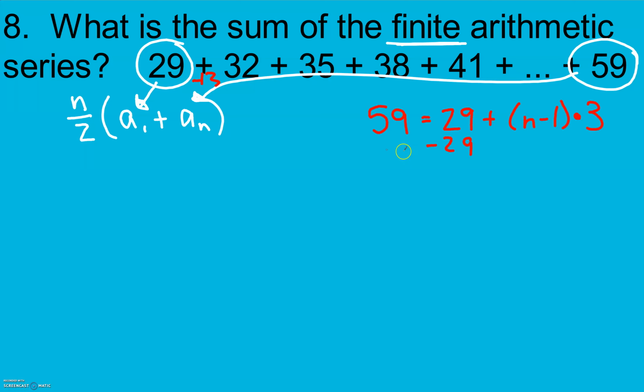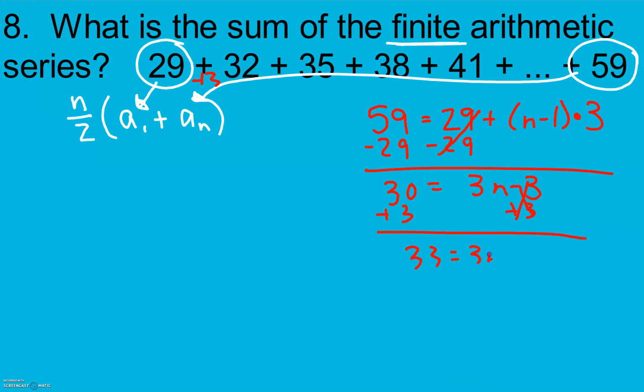So subtract 29. Add 3. And divide by 3. N equals 11.